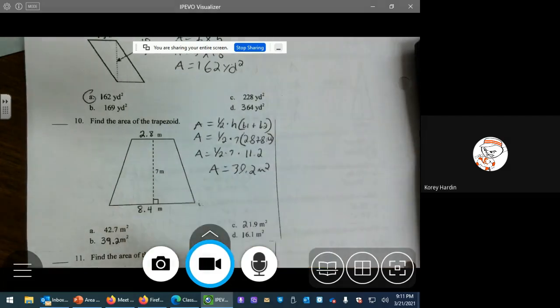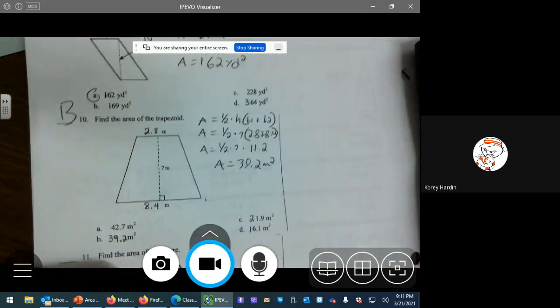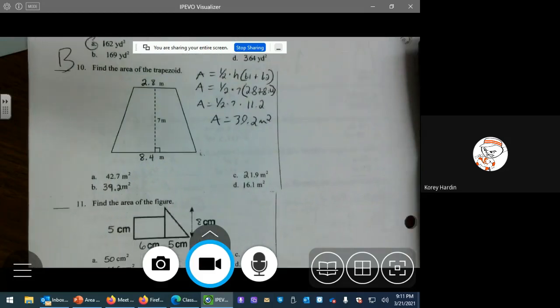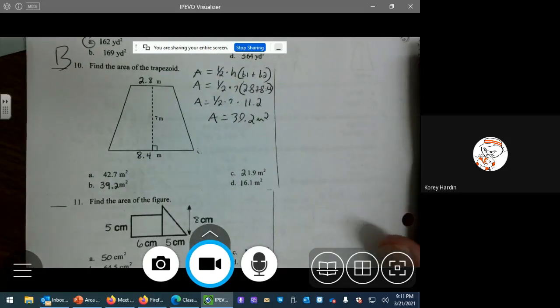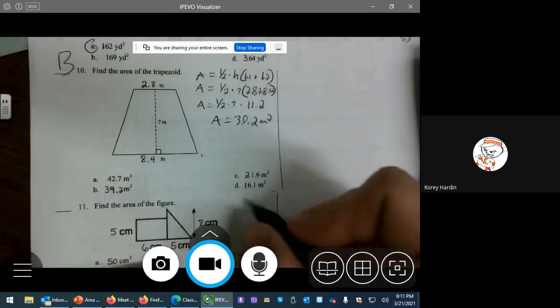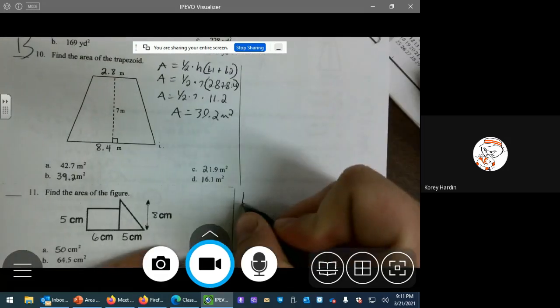And then we're going meters squared, which your answer is going to be B. All right, find the area of the figure. The area down here, once again, is two shapes. The shapes are relatively easy to see in this one.